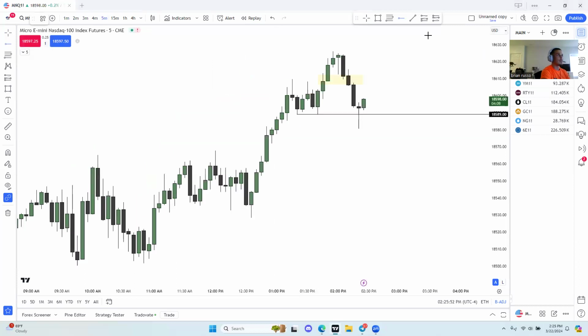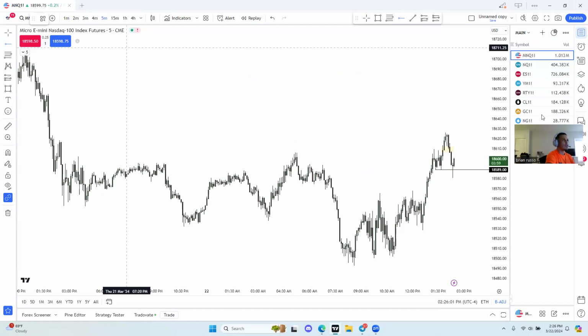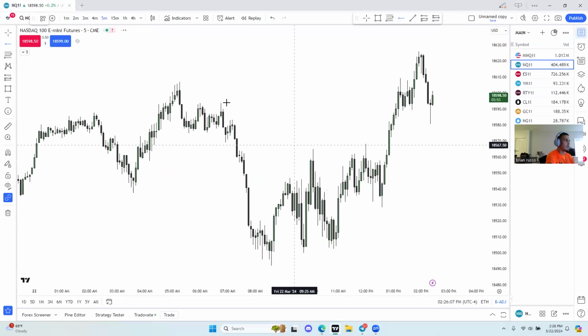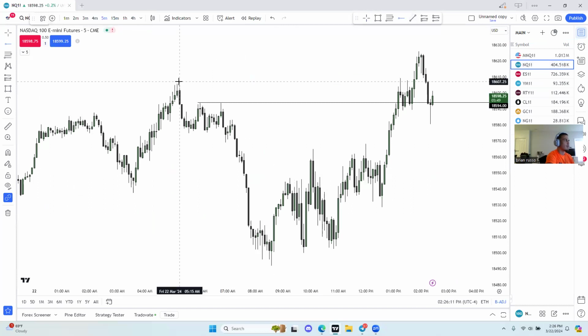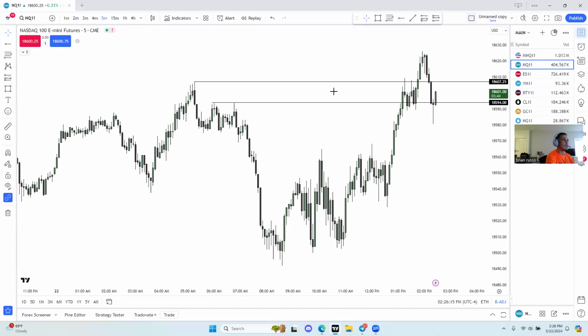Oh, sorry, application problem. We swept equal highs, and these equal highs, where were they? Oh, they were on the Nasdaq. See, that's why you don't do your analysis on the mini chart or on the micro chart. Do your analysis on the minis. So we swept these equal highs. I had them marked out all day, right when I woke up. Then we swept this high, so we swept a lot of buy side liquidity.